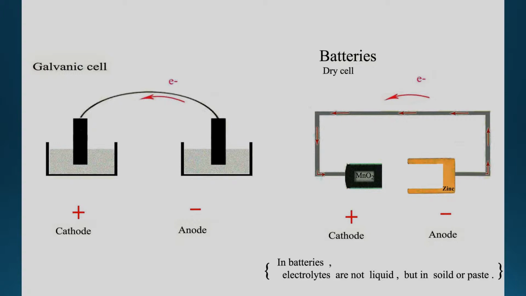A battery has an advantage over a galvanic cell. In a galvanic cell, the electrolyte is liquid, so it is not very portable. You can spill it. In a battery, they are solid, not liquid, but rather solid or paste inside. So you will not knock over a battery and spill it. This makes carrying very handy, easy to carry, quite portable. And that's why it's also called a dry cell.